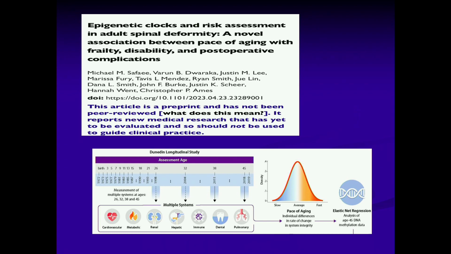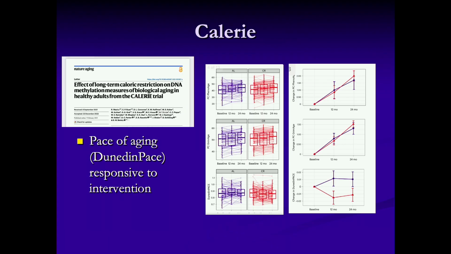This is the one we recently published on as a preprint, utilizing DunedinPACE to predict risk of 90-day complication. DunedinPACE was developed out of a large cohort study of 1,000 patients. They followed them for 50 years in New Zealand for the development of comorbidity. It's sensitive to things like caloric restriction. There was a large trial called CALERIE, which showed that you slowed the instantaneous pace of aging with caloric restriction.